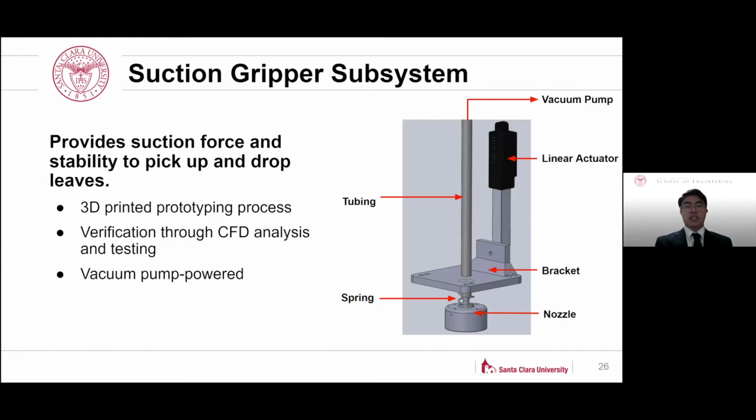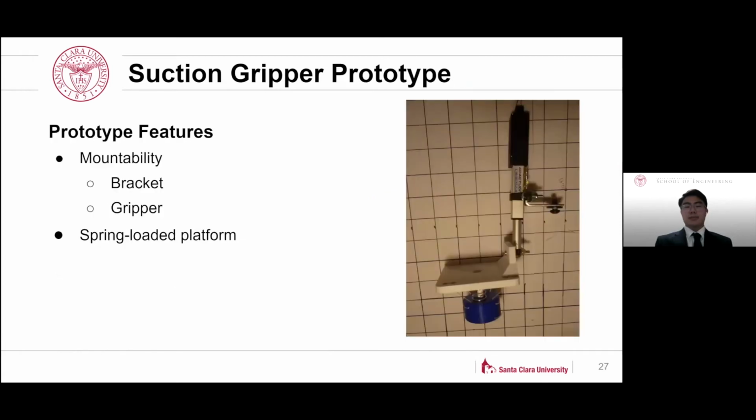This subsystem is identified by the key components shown in the assembly. The suction force is provided by a low-power vacuum pump. This pump is controlled by a MOSFET transistor through the Raspberry Pi, creating a digital switch. In addition, running from the pump is plastic tubing that connects to the nozzle. Our group was able to assemble a prototype based on our iterative design process.